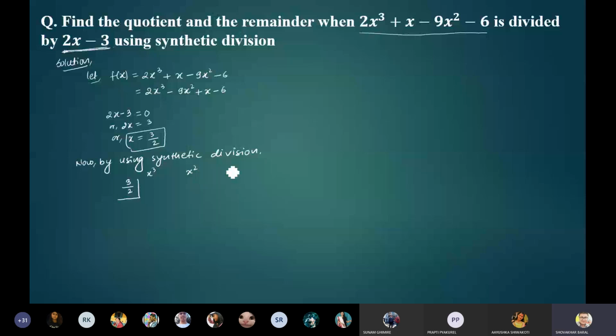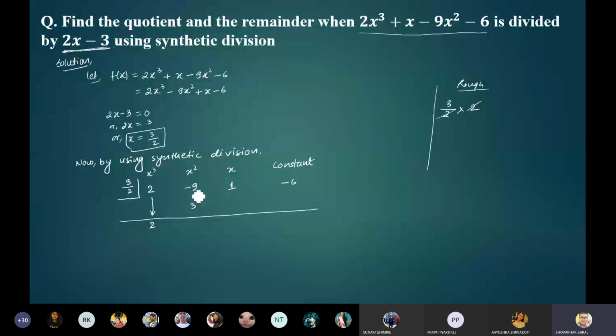So let's copy the coefficients here. What is the coefficient of the first term? It is 2. The coefficient of the second term is minus 9. The coefficient of the third term is 1 and the constant is minus 6. Let me draw a line here and drop this 2 on the third line. 3 by 2 times 2: see here, don't get confused, 2 and 2 will cancel, so it will be 3. You can do the multiplication on the rough side also. This is rough, don't copy it.